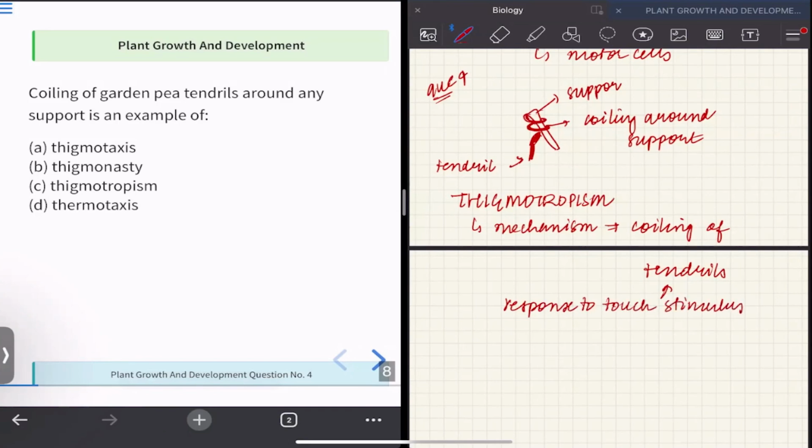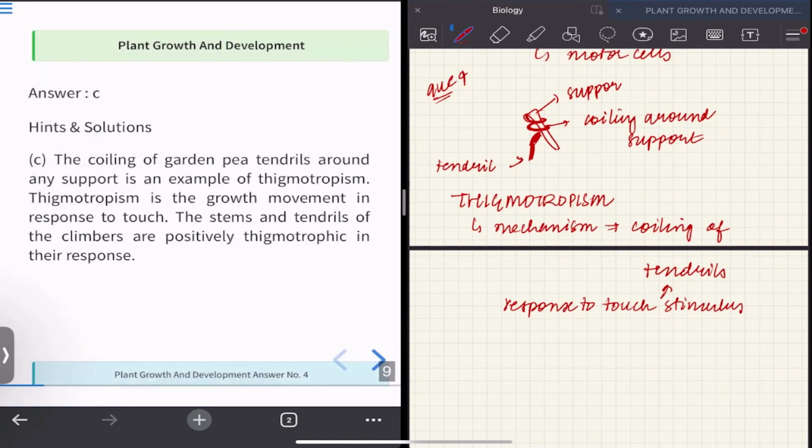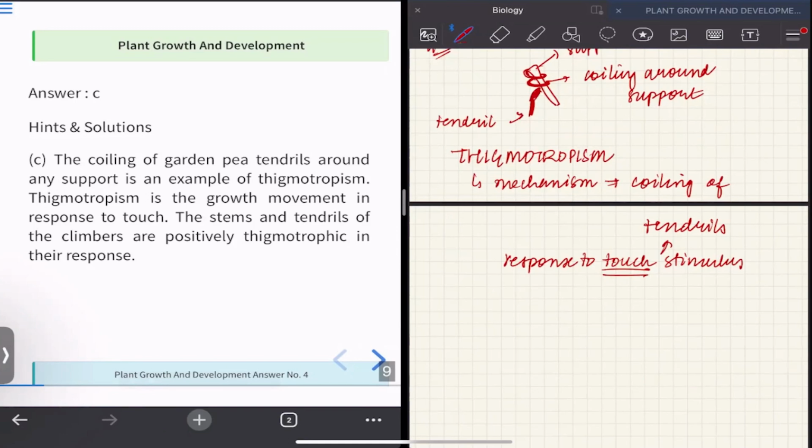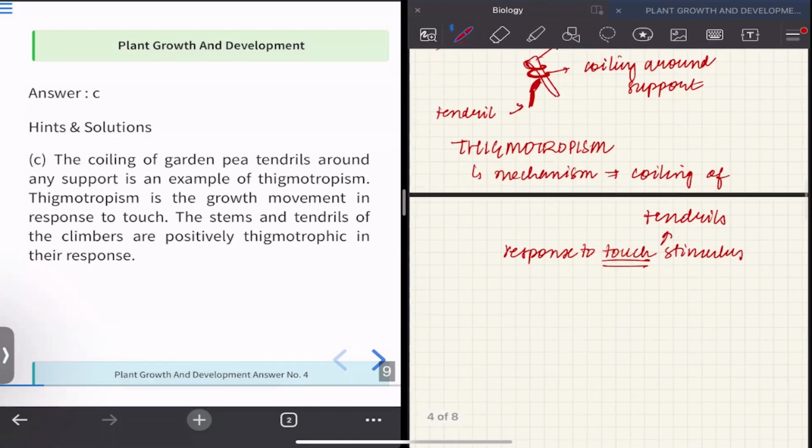Okay, so let us know some more information about thigmotropism. The coiling of garden pea tendrils around any support is an example of thigmotropism. Thigmotropism is the growth movement in response to touch. So what is the stimulus here? It is touch. And the stem as well as the tendrils of the climbers are positively thigmotropic in their response.